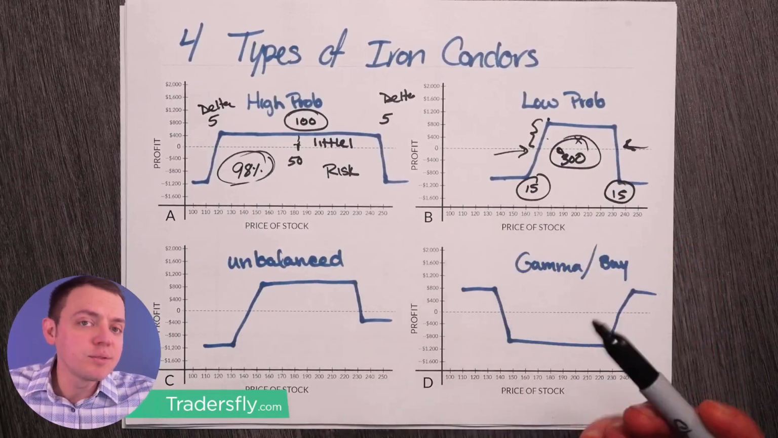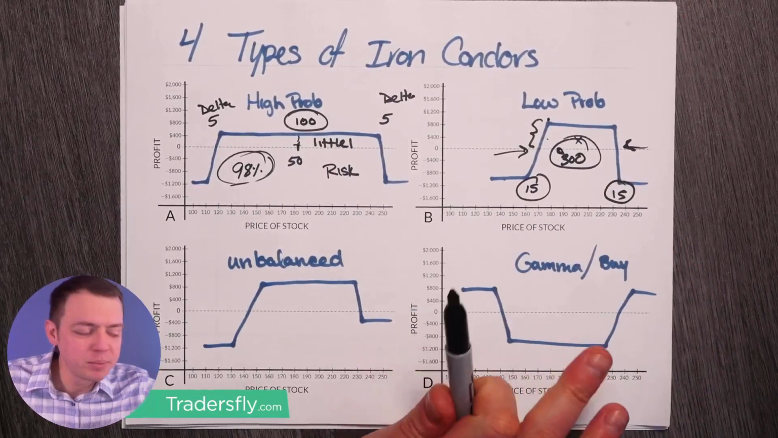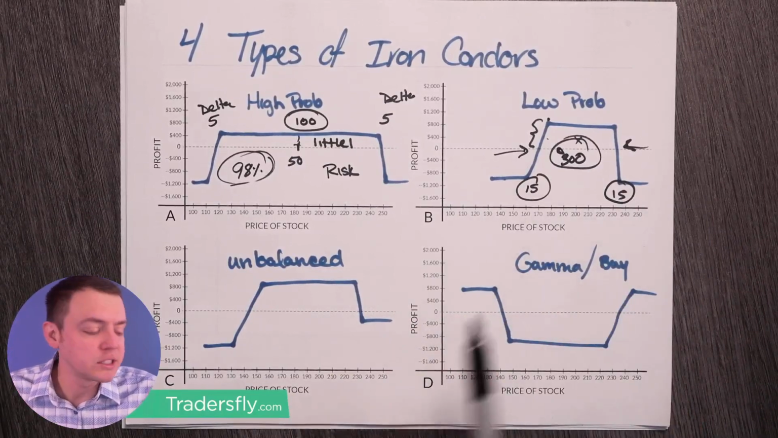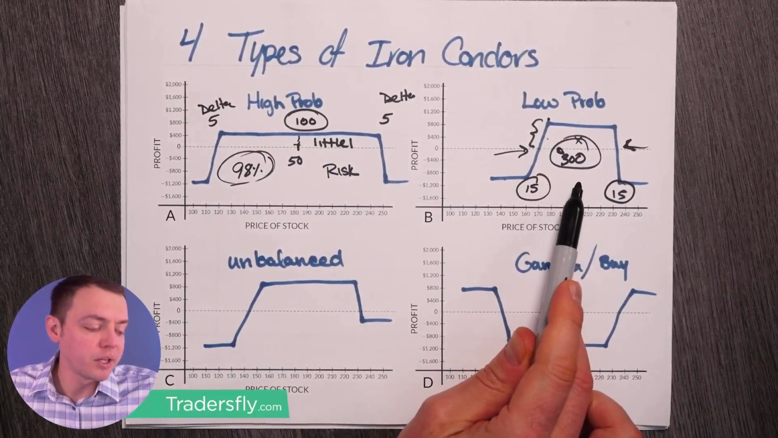However, the chance of winning that is a bit smaller simply because you've got to keep that ball in range, and the range now is smaller. The goalpost is now smaller. So that's kind of a low probability iron condor.